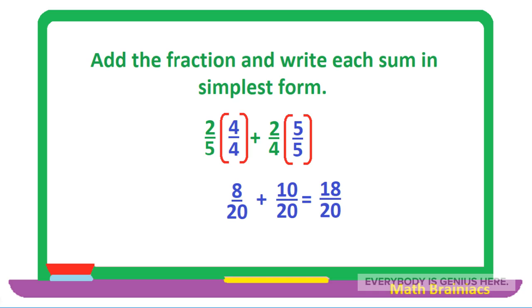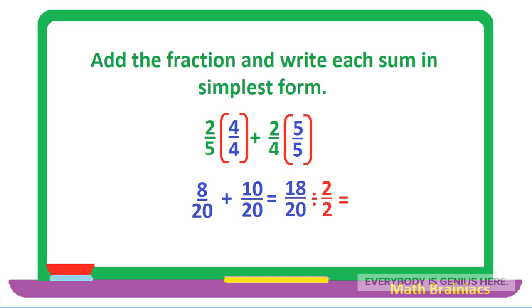I want you to remember that we have made the unlike fractions into like fractions. The denominators are the same, so we're just going to leave it as it is. We're just going to add the numerators. 8 plus 10 will give us 18. And our answer is 18/20.